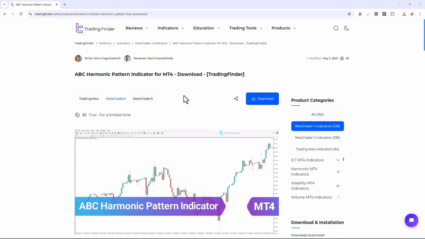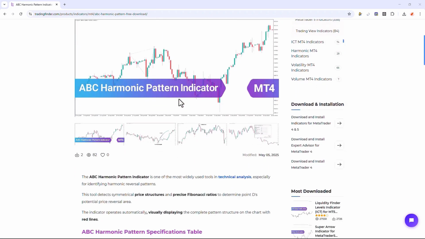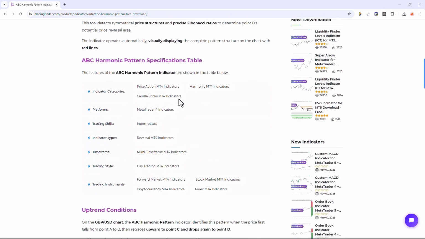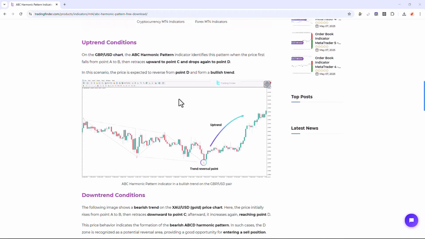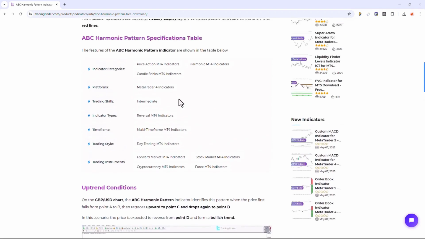The ABC Harmonic Pattern Indicator, FIR, is offered for various platforms on the TradingFinder website. From this section, you can download the indicator file for MetaTrader 4 and MetaTrader 5 platforms and run it on your chart. Traders can also read this page to learn about how the indicator works and its functionality.